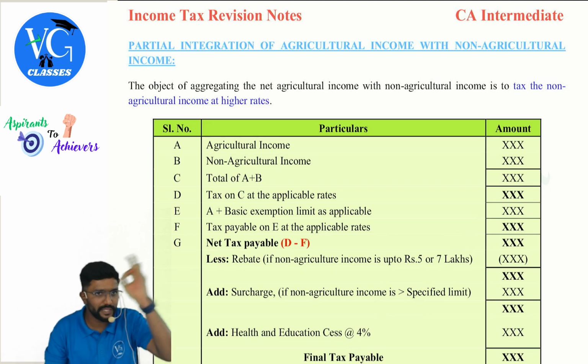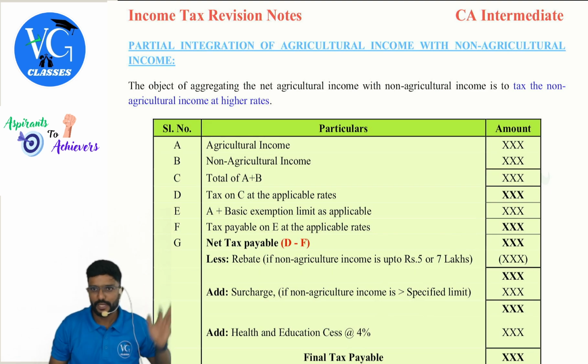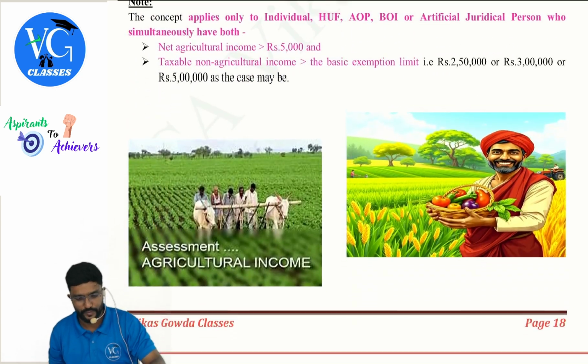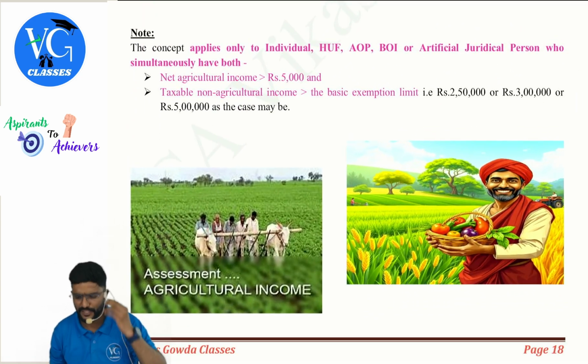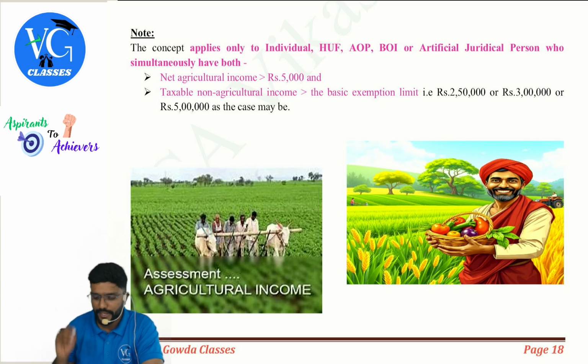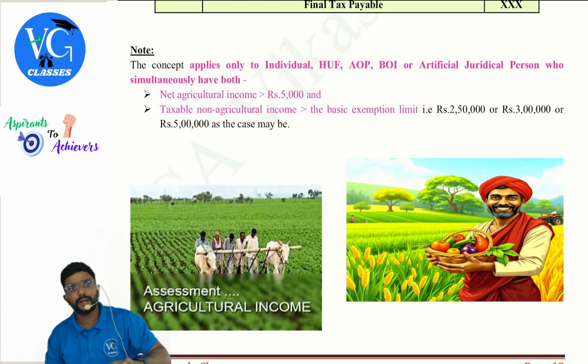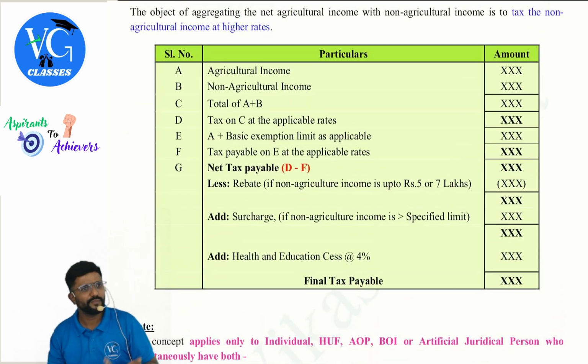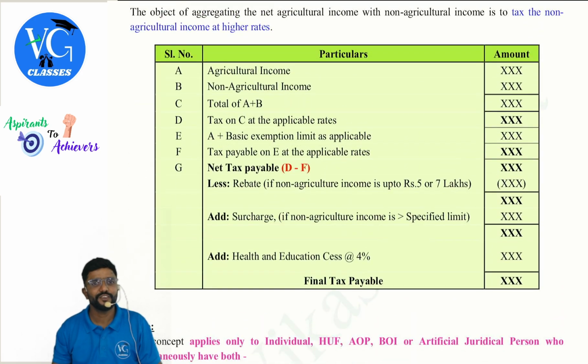Whenever the same assessee has both agriculture income and non-agriculture income, they have to follow this. Is every assessee supposed to follow it? No. It applies to slab rate assessees. The concept applies only to an individual, HUF, AOP, BOI, or artificial juridical person who simultaneously have both: agriculture income of more than 5,000 and non-agricultural income more than the basic exemption limit applicable to them, depending upon the scheme and age. If I'm a company or partnership firm, it is not applicable, because for them it is a flat rate.